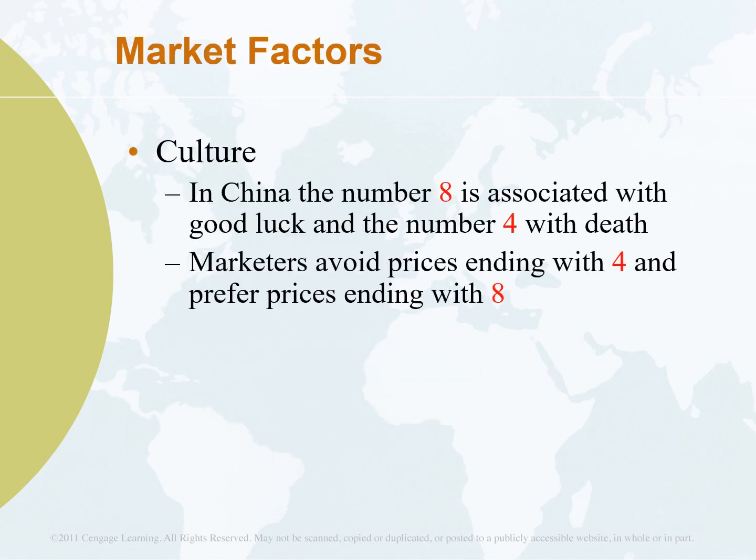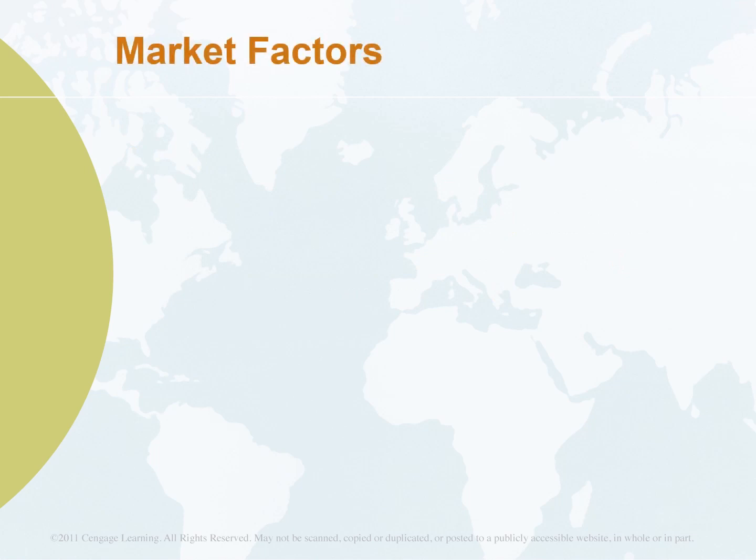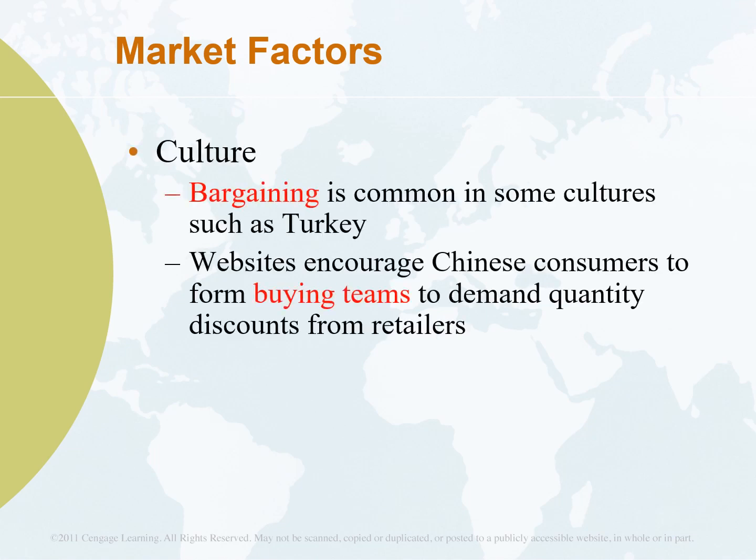Okay? Cultural factors. In some cultures, like the Chinese market, they like the number eight but don't like the number four. Eight means prosperity, it has the same sound as prosperity. Four has a similar sound to death. Culture-wise, bargaining is common in some cultures, such as Turkey. Websites encourage Chinese consumers to form buying teams, called Tuango buying teams, to demand quantity discounts from retailers. Kind of like a Groupon thing.